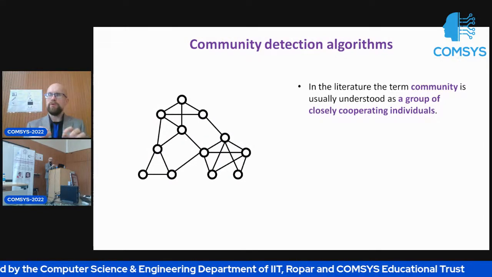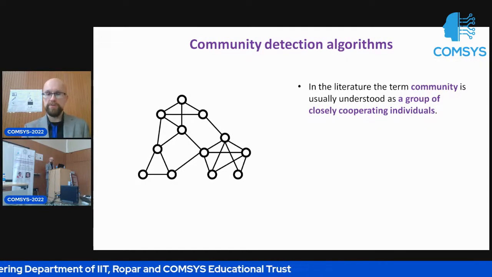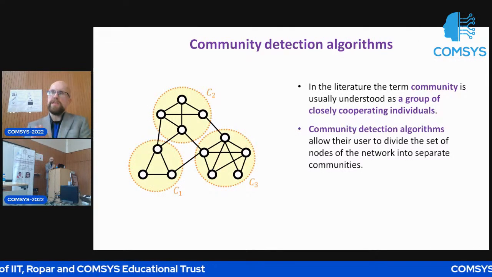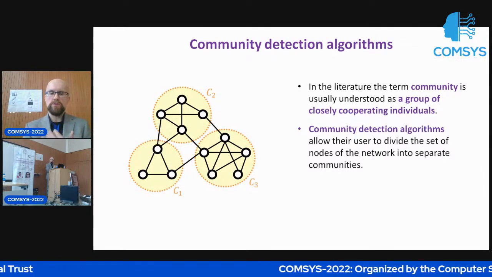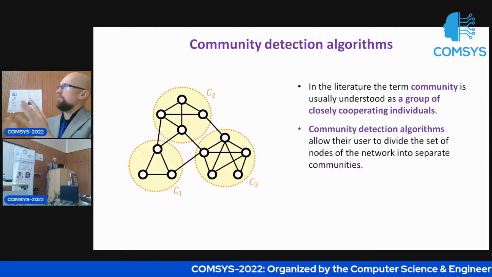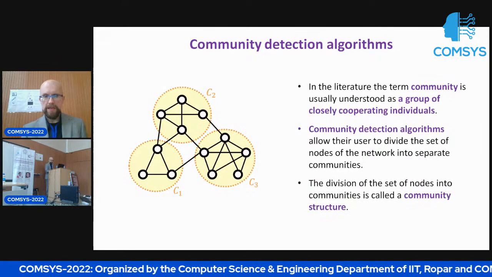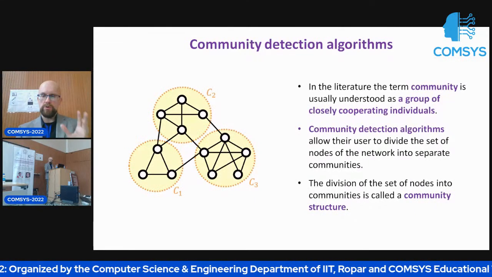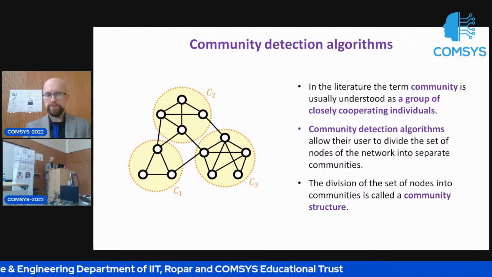So in the network literature, a community in general is just a group of closely cooperating individuals. A community detection is an algorithm that takes a network structure and it divides its set of nodes into communities. Here we can see that some algorithm divided this particular network into three different communities. And this division of a set of nodes into communities is called community structure. So this is a community structure consisting of three communities.